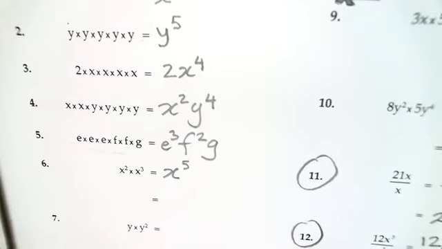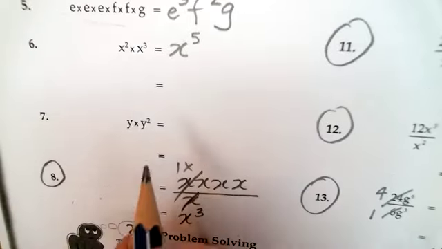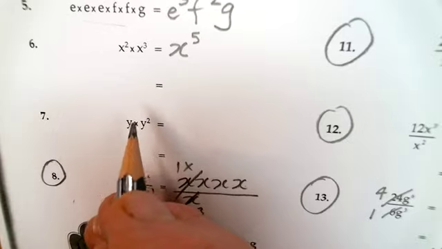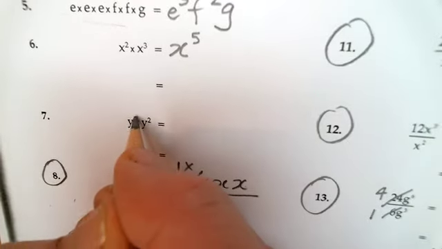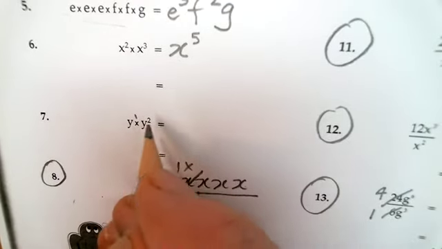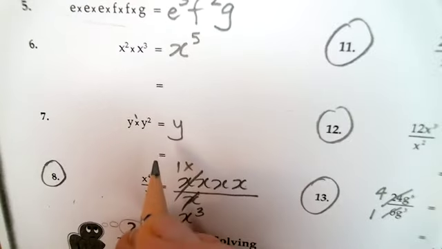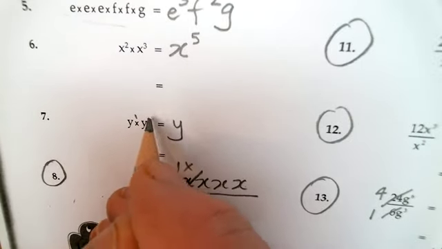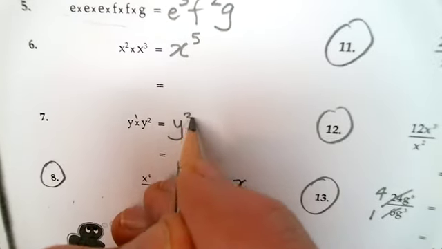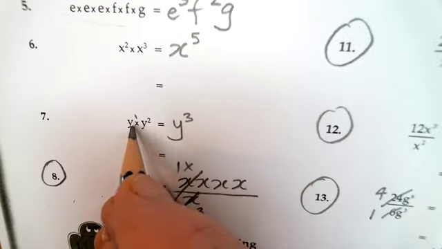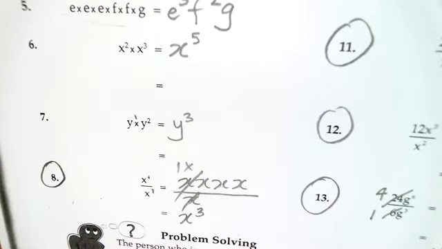All right, what else we got here? Oh, here we go. We've got a y times y squared. Well, really, this is a y to the power of 1. And I've got y as my base. There it is. And I've got a 1 and a 2. Well, 1 plus 2 is 3. I add the powers if the bases are the same and they are multiplied.